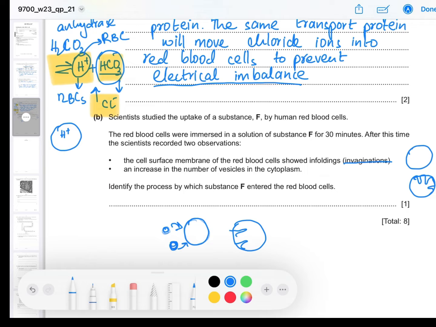Identify the process by which substance F entered red blood cells. Again, this would be endocytosis. When a substance moves into a cell by forming vesicles, this is endocytosis, and the invaginations are observed when the cell surface membrane folds into the cell to allow endocytosis by forming these vesicles.